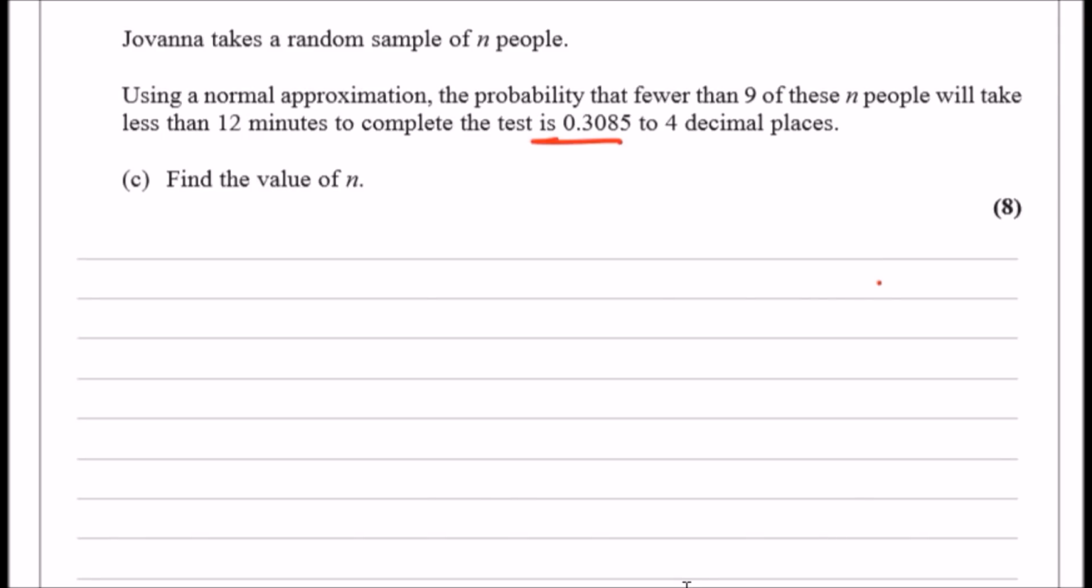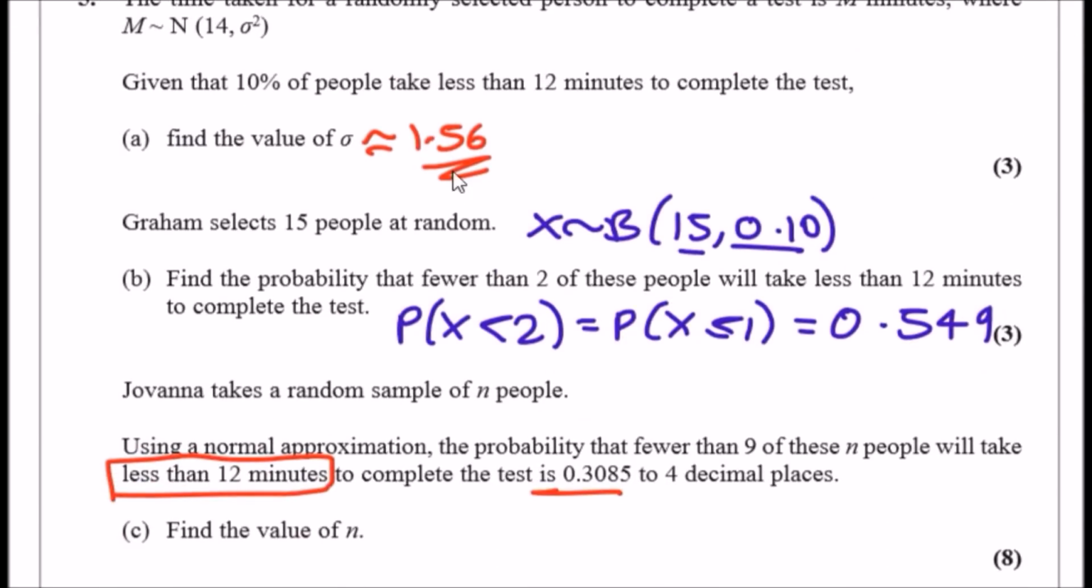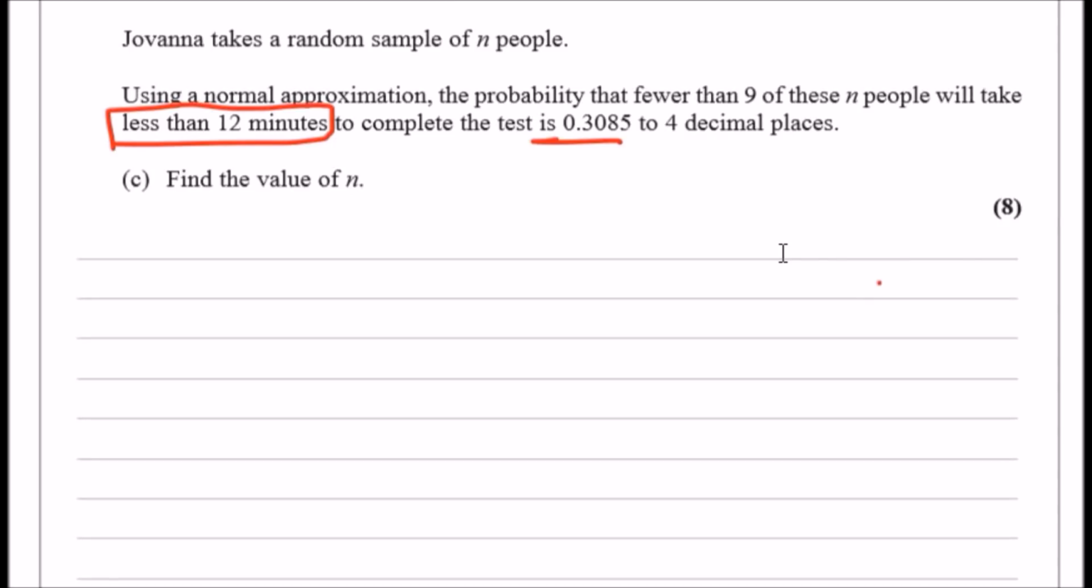Well, first things first, we're looking at a distribution which features less than 12 minutes. We know this by now. This is the one from the given that statement, where we know that 10% of these people take less than 12 minutes. So we know the proportion is 10% or 0.10. And because we have a sample of n people now, we can say straight away that this new distribution, let's call it Y, follows a binomial with firstly n people and 0.10 probability or proportion.